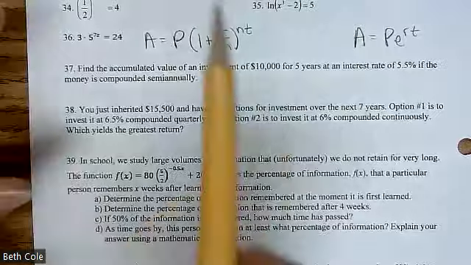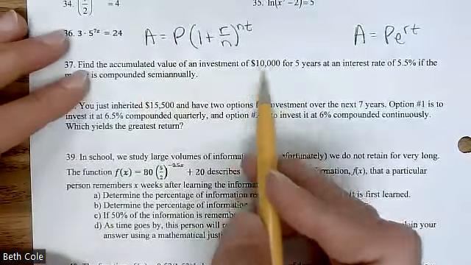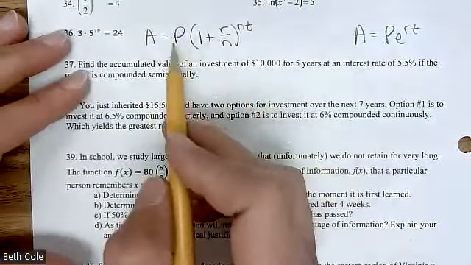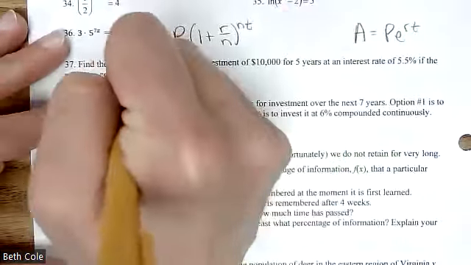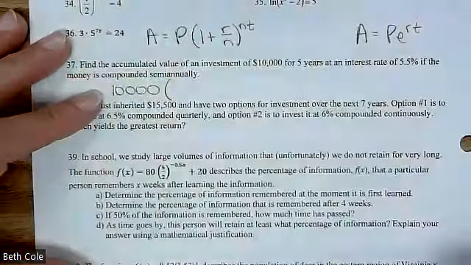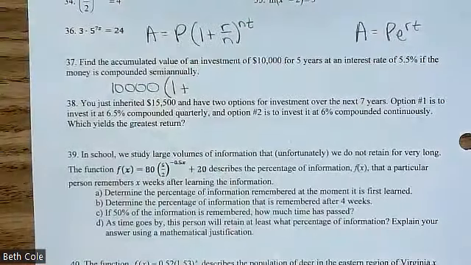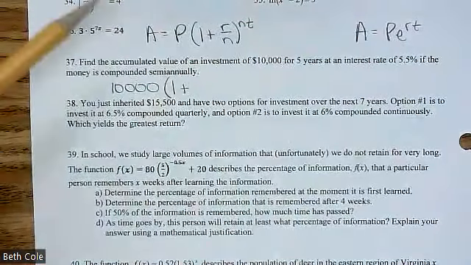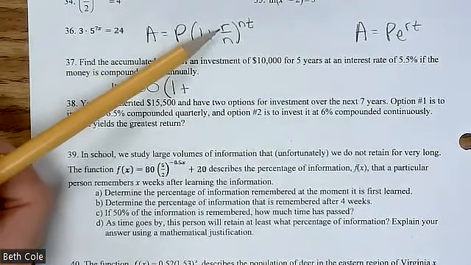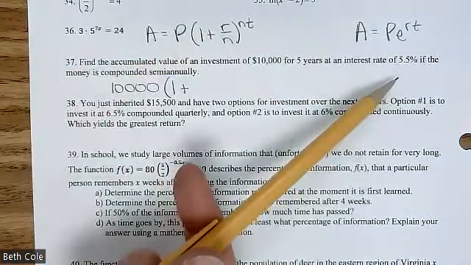All right, 37. Find the value in an investment of $10,000. 10,000 is the principal. That's P. All right, so it'll be 10,000 parenthesis 1 plus. And then what's R? That's your rate. Now you can't put 5.5 though.